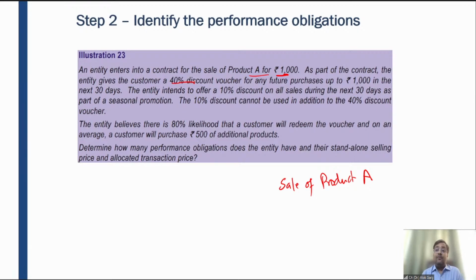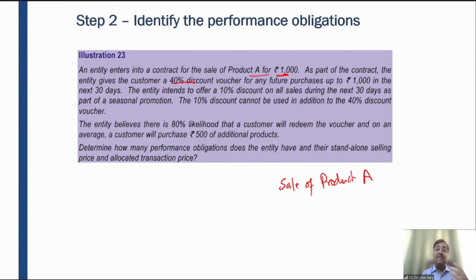So the entity is also giving some discount voucher, not selling, giving some discount voucher to the extent of 40% on the next purchases, right? In the next 30 days. The entity intends to offer a 10% discount on all sales during the next 30 days as part of a seasonal promotion. Even if this customer would not purchase this product A for 1,000 rupees, still everyone is entitled to 10% discount. But since this customer has purchased goods worth rupees 1,000 from this entity, the entity has given a discount voucher of 40%.